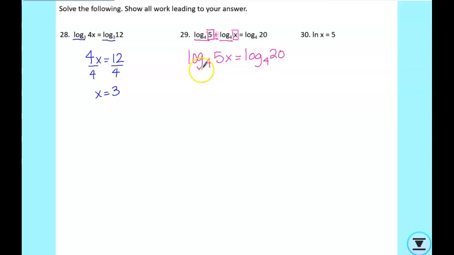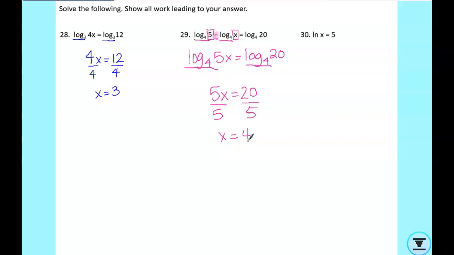So again, we can see that we have a log base 4 on both sides. So they don't cancel out, we just don't use them to figure out what x is. So we just bring these 2 parts to figure out x. So we have 5x is equal to 20. We're going to divide both sides by 5, and we get x is equal to 4.